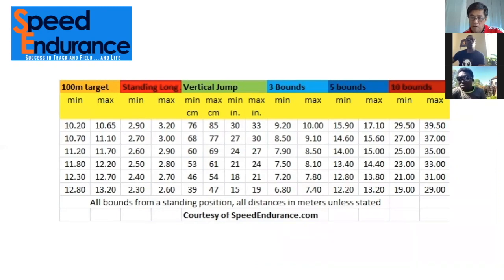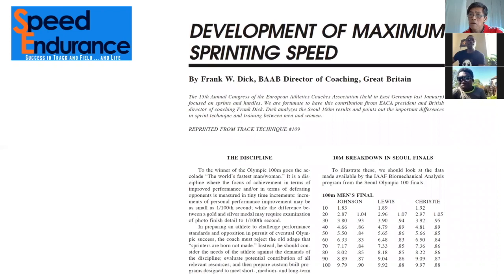And I'm M55. And this chart is easy to find. It's part of Frank Dick, who wrote this from Track Technique way back in 1989. You can see the article here, and you can see the Ben Johnson, Carl Lewis 10-meter splits here. And I can send this to you if you like.